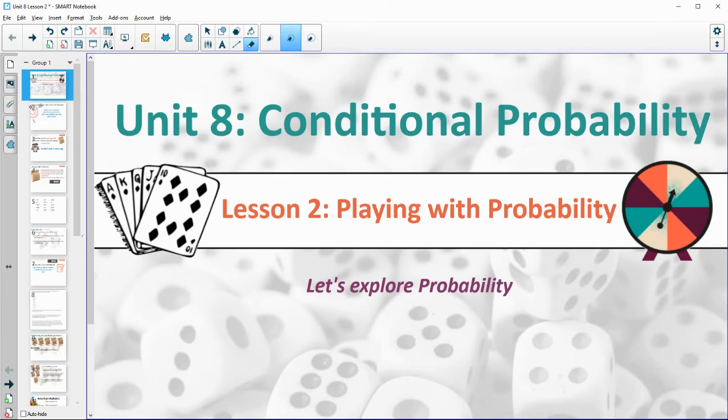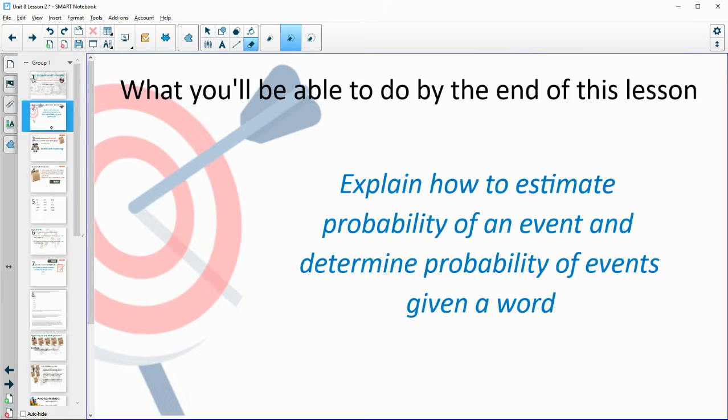In this video, we are going to take a look at Unit 8, Lesson 2, which is playing with probability. By the end of this lesson, you'll be able to estimate the probability of an event and determine probability of events given a word.